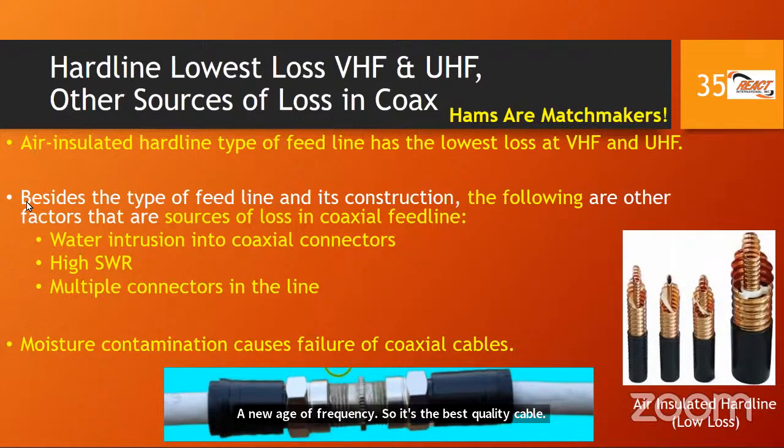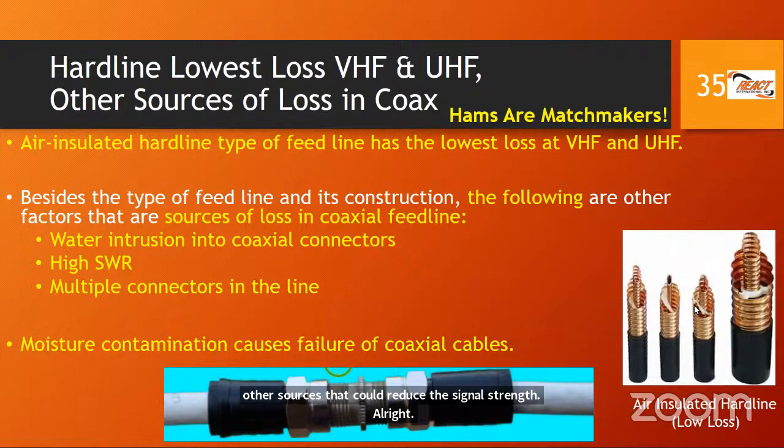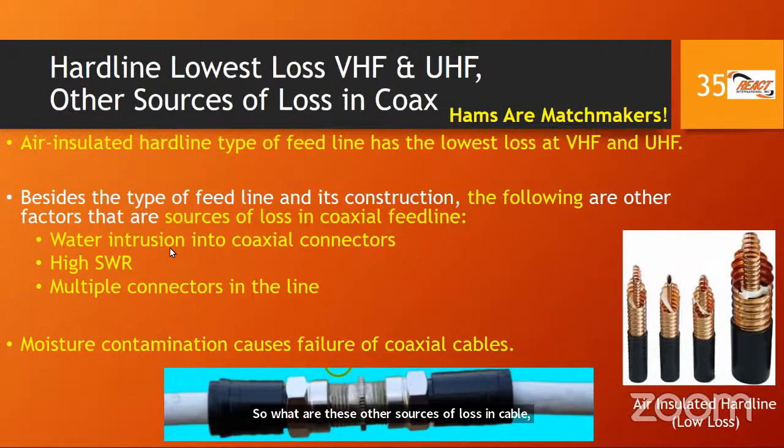Also for the exam, we need to know about, apart from the different types of cable, there are other sources that could reduce the signal strength, right? So what are the other sources of loss in cable, coaxial cable, well, or even hardline, any type of cable? If water gets into the cable or the connectors, that's a problem. That's going to result in loss.